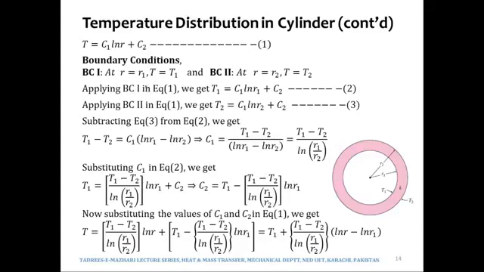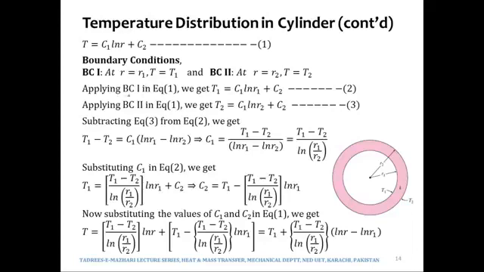We will apply both of those boundary conditions in equation 1 to get the values of C1 and C2, and once we find C1 and C2, we will put them back in equation 1 to get temperature as a function of R. And that is the same thing that we did in the case of plane wall. So the procedure for carrying things out is the same.